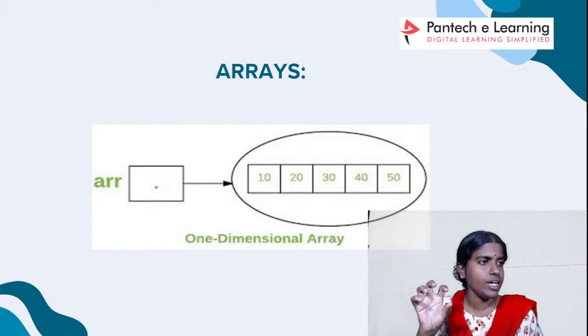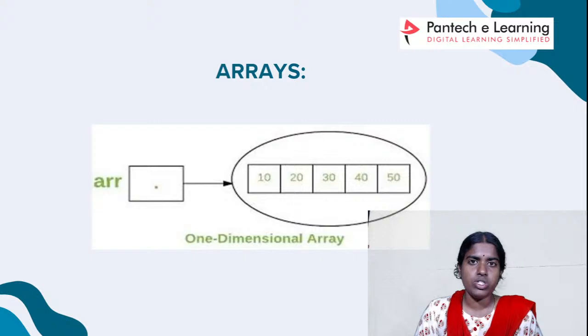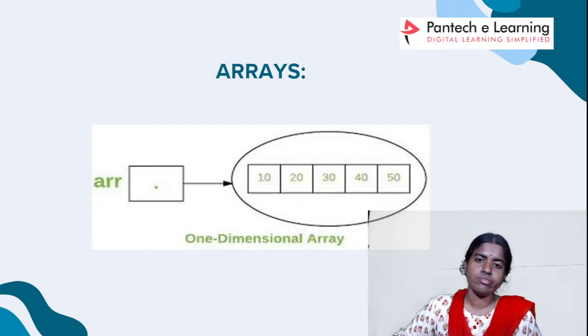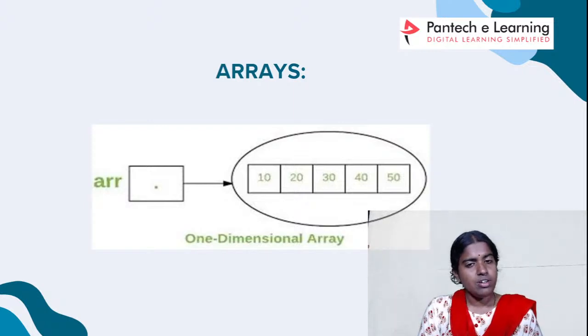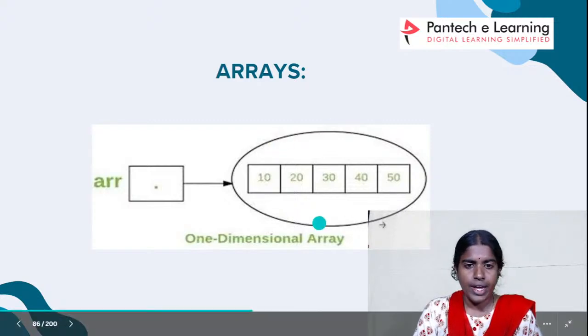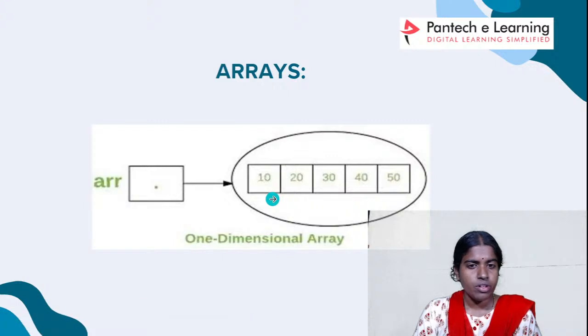So there are 2 different types of arrays. The first one is called a single dimensional array and one more is called a multi-dimensional array. So what do you mean by a single dimensional array? From the name you can just understand. So I have some 5 elements inside my array. So I have 10, 20, 30, 40 and 50. All these are the different elements that are stored inside my array.